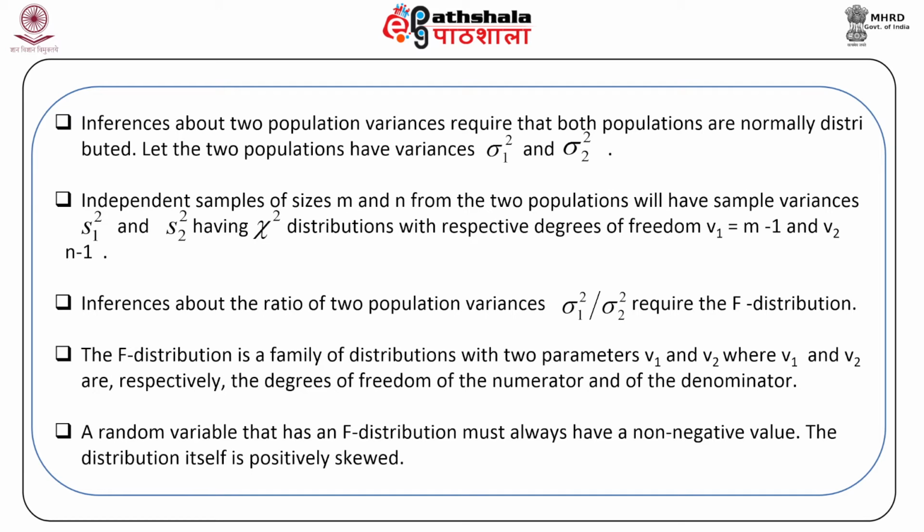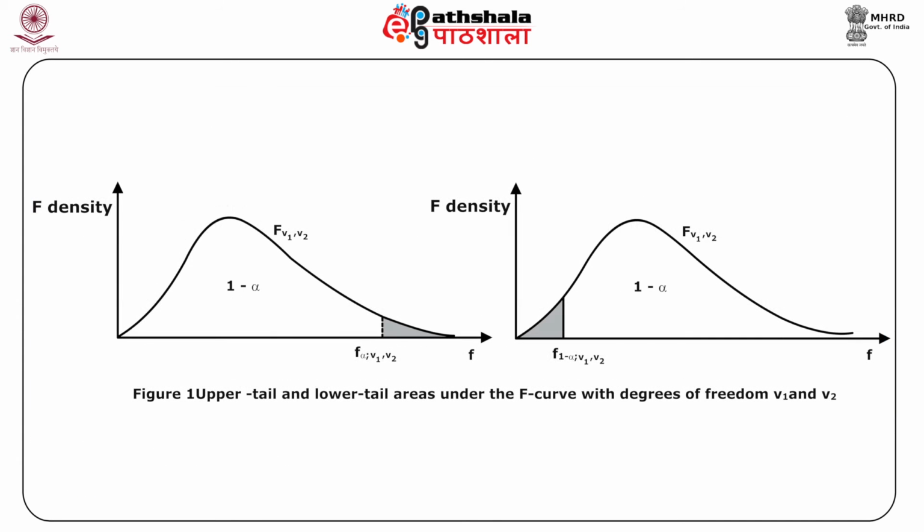F distribution. The F distribution is a family of distributions with two parameters nu1 and nu2, where nu1 and nu2 are respectively the degrees of freedom of the numerator and the denominator. A random variable that has an F distribution must always have a non-negative value. The distribution itself is positively skewed, and figure 1 illustrates F nu1 nu2 distribution, where we have the F density on the y-axis and we have the F value on the x-axis. We can see the upper tail and the lower tail of this distribution. So the figure 1 shows upper tail and lower tail areas under the F curve with degrees of freedom nu1 and nu2.